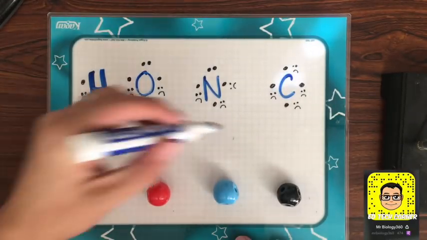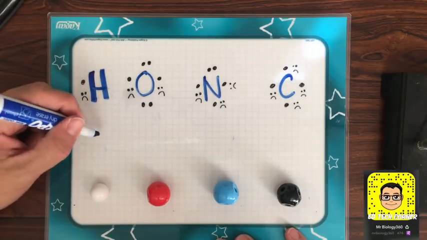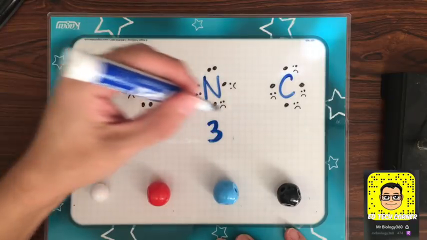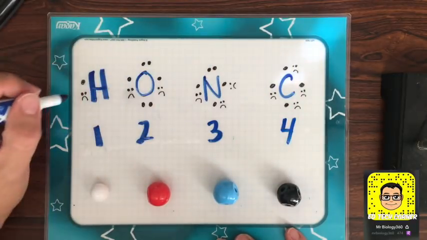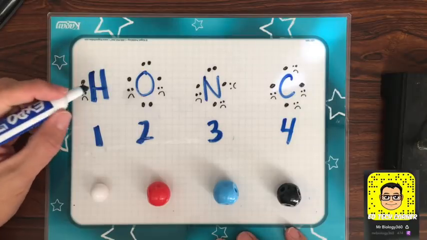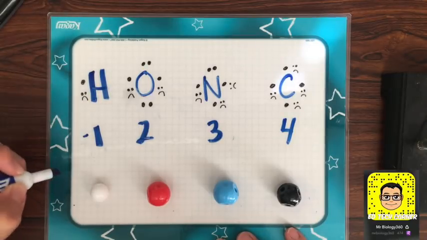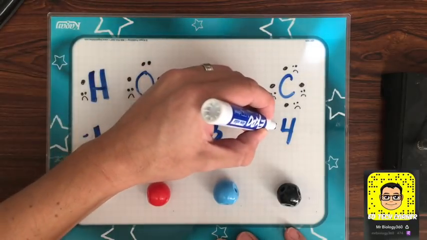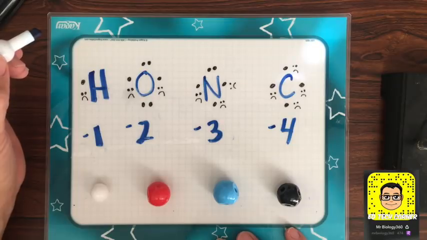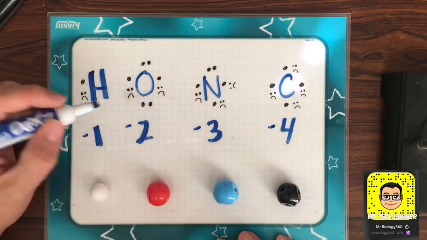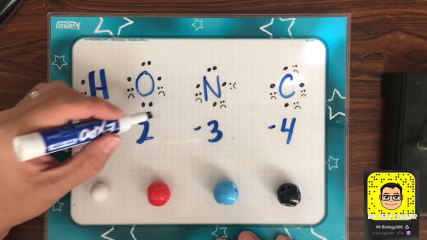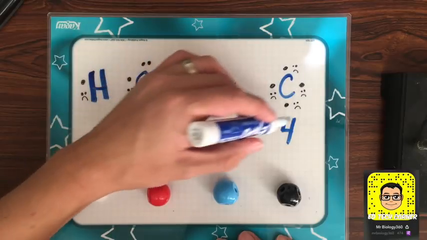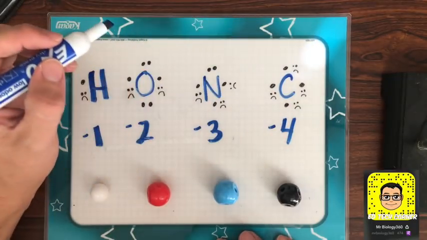An easy way to remember it is just to remember HONC. Hydrogen is the first letter, oxygen is the second letter, nitrogen is the third letter, and carbon is the fourth letter in the word. So that's an easy way of remembering that hydrogen is missing 1 electron, oxygen is missing 2 electrons, nitrogen is missing 3 electrons, and carbon is missing 4 electrons. And that's why hydrogen is going to bond with 1 atom, oxygen is going to bond with 2 atoms, nitrogen is going to bond with 3 atoms, and carbon is going to bond with 4 atoms.